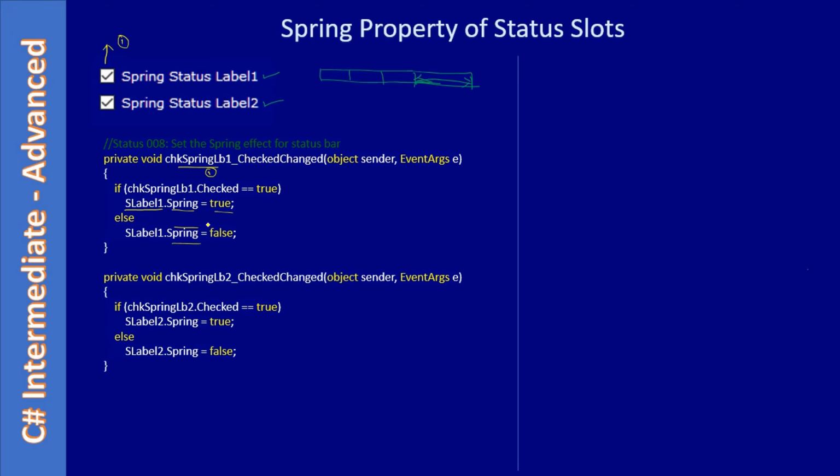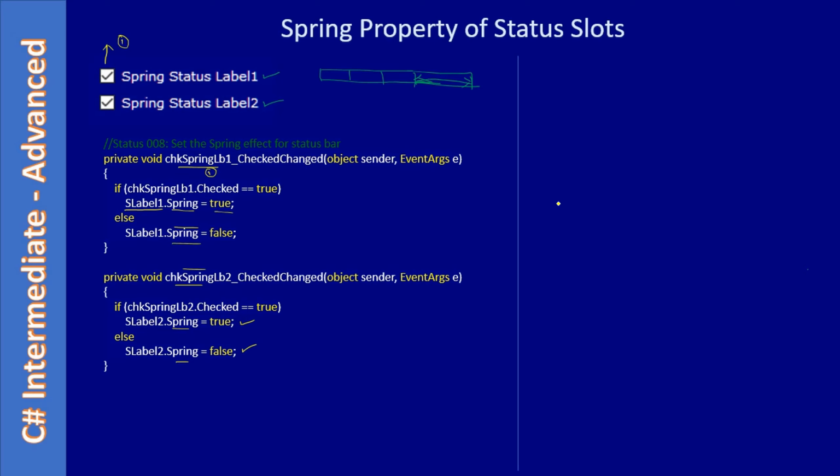The same thing we are doing for our second checkbox also. We are handling the event, then we are setting the Spring property to true or false based on the checkbox check state.